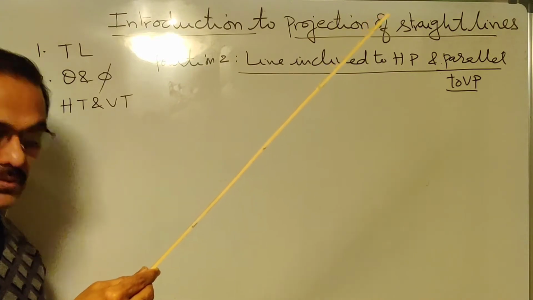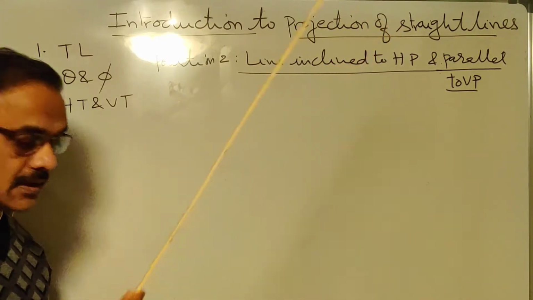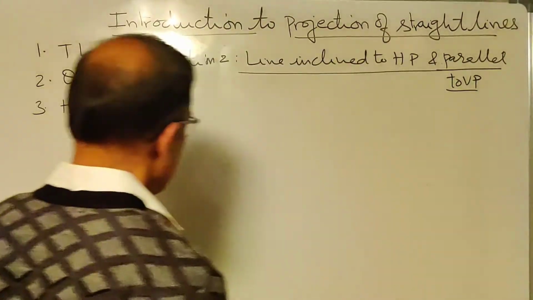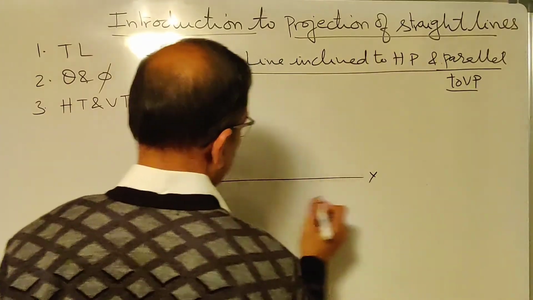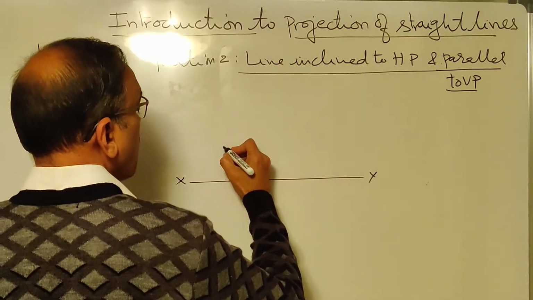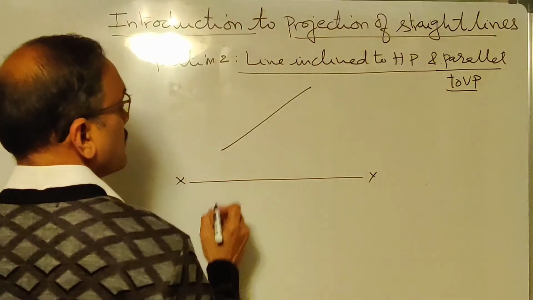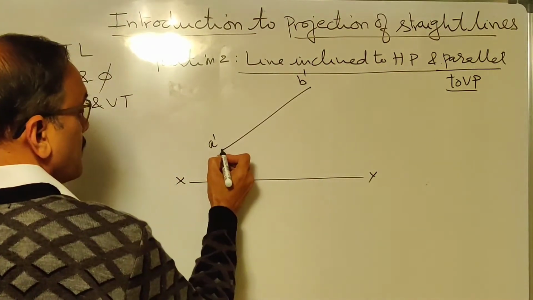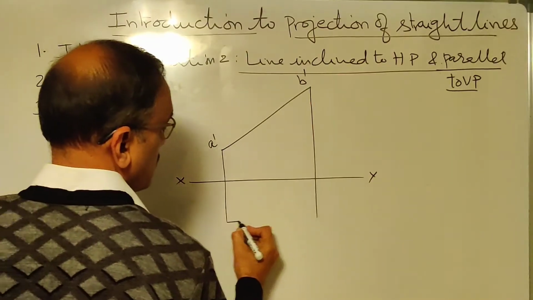And what about top view? It is parallel to XY line and apparent. Let me show it here. Let us take this as XY line. The front view should be inclined and true length. This is front view A dash, B dash, projector, parallel.